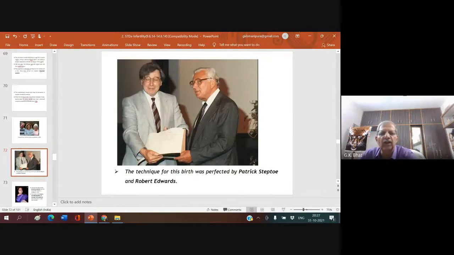And these are the two scientists. This is Patrick Steptoe and this is Robert Edwards. These two scientists got involved in this particular experiment. Only Robert Edwards got the Nobel Prize, but not Patrick Steptoe, because Patrick Steptoe died before 2010. So the Nobel Prize is given only to a person who is alive. So Robert Edwards got the Nobel Prize in 2010, but in 2013 even he died. If it had not been given at that time, he would have missed this Nobel Prize, even Robert Edwards.